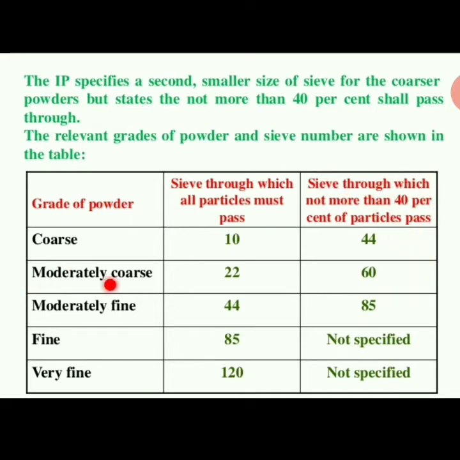Here for moderately coarse powder grade, the sieve number is 22 and the sieve through which not more than 40% of the particles pass is 60. Also moderately fine is 44 and here 85. Then fine powder possesses an 85 number sieve and it is not specified. Also very fine powder, the sieve number is 120 and it is also not a specified number.